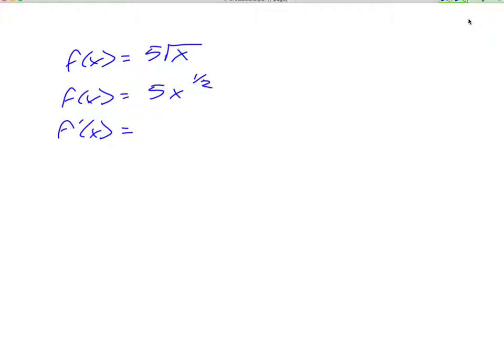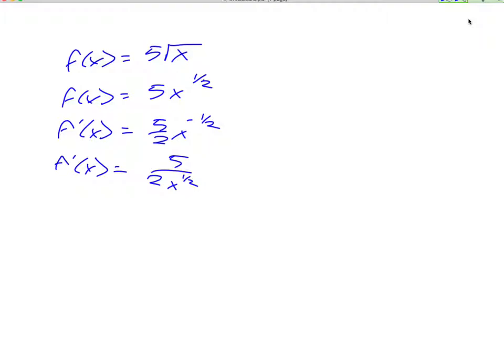So 1/2 times 5 is 5 over 2. I subtract 1 and I get negative 1/2. So that means I need to end up with 5 over 2 x to the negative 1/2. Now what can I put instead of x to the 1/2 if I wanted to? Square root. Square root of x. You don't have to, but you can.